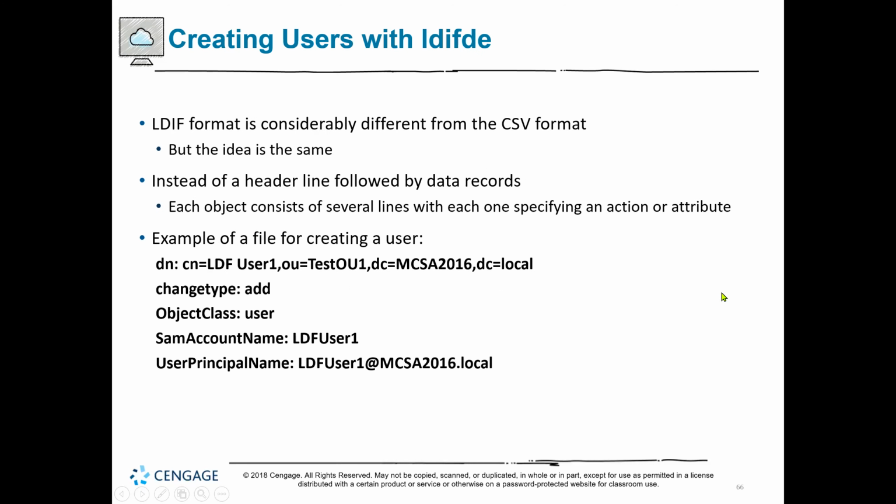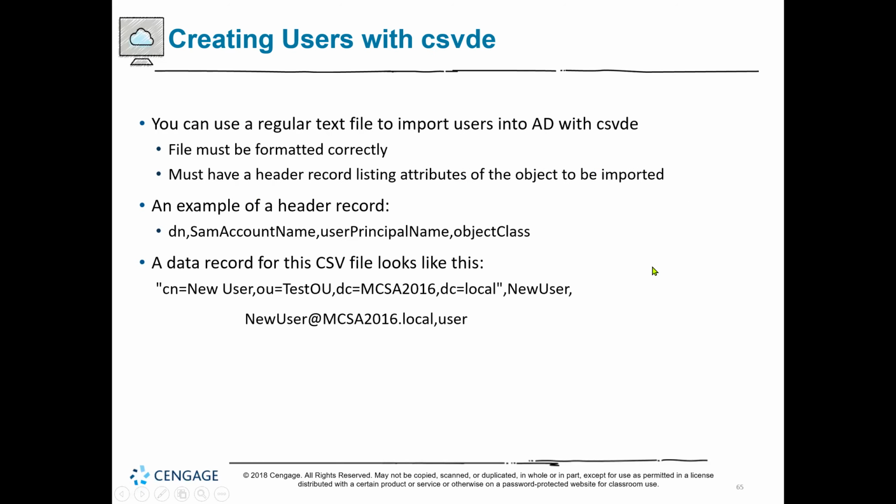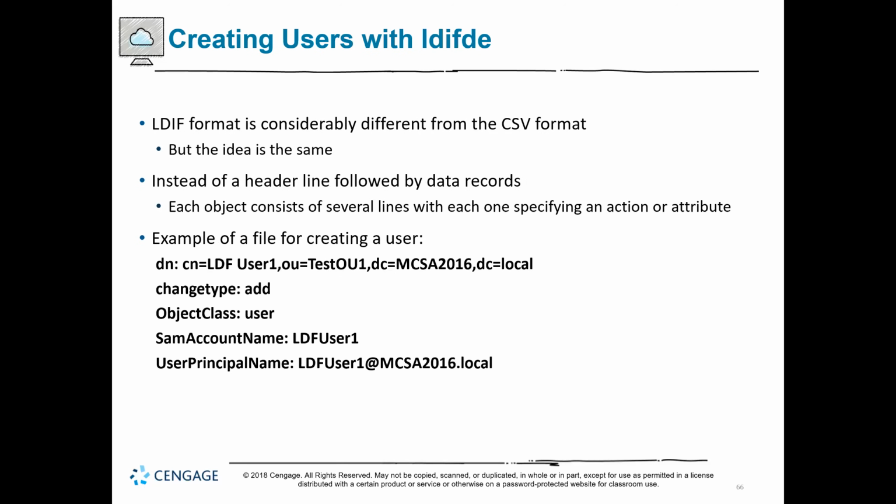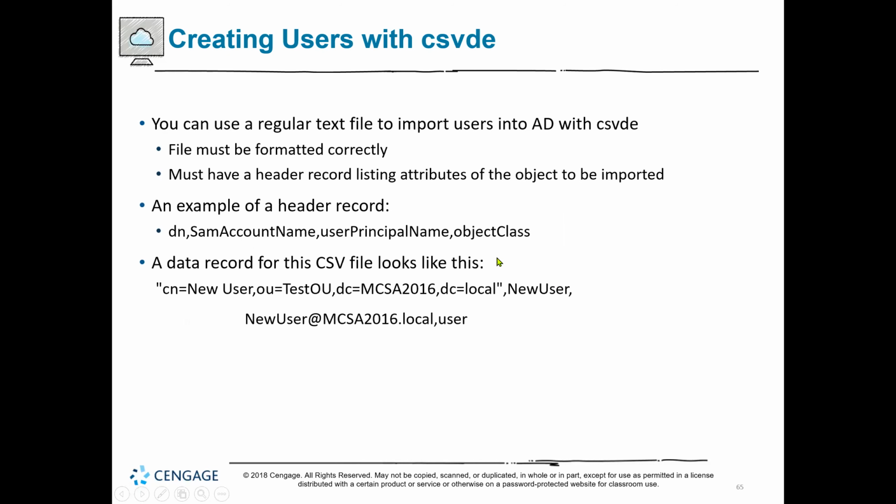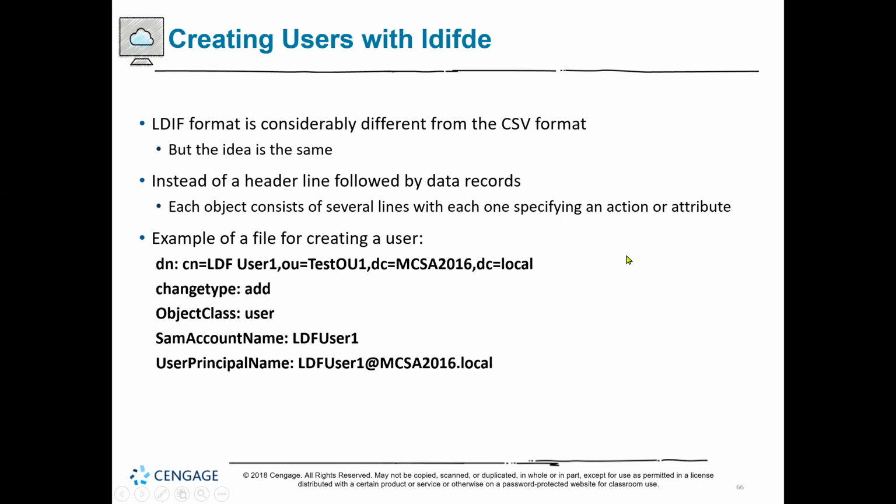LDIF format is considerably different from the CSV format. It's basically the same idea, it's just how you format. Instead of the header line followed by the data records, each object consists of several lines with each one specifying an action or attribute. So instead of having everything put out like this, you have to drop everything down below on each attribute.